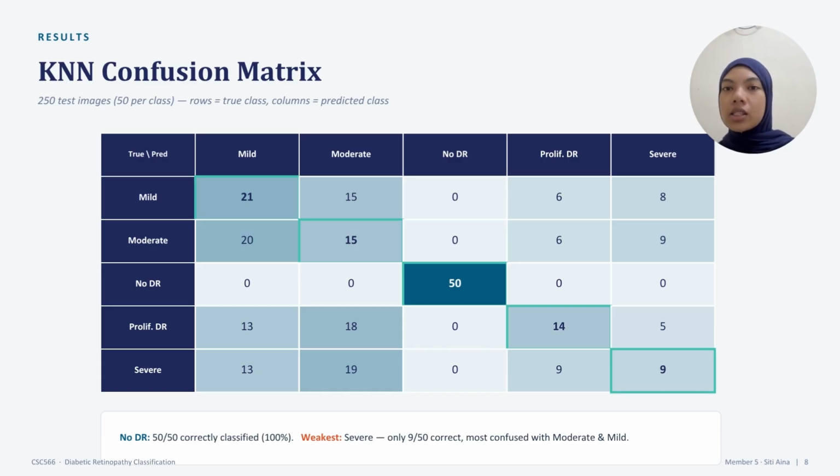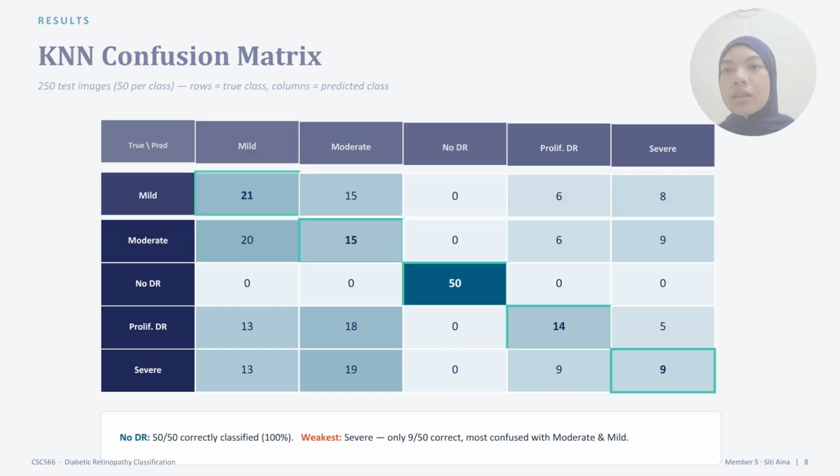However, the 4 disease classes told a different story. Mild had 21 correct predictions, moderate only 15, proliferative DR 14, and severe just 9 out of 50. Most of the errors happen between neighboring severity stages. For example, severe images were often mistaken for moderate or mild, which tells us that these classes share overlapping color, texture, and lesion characteristics that our current feature set struggles to separate.